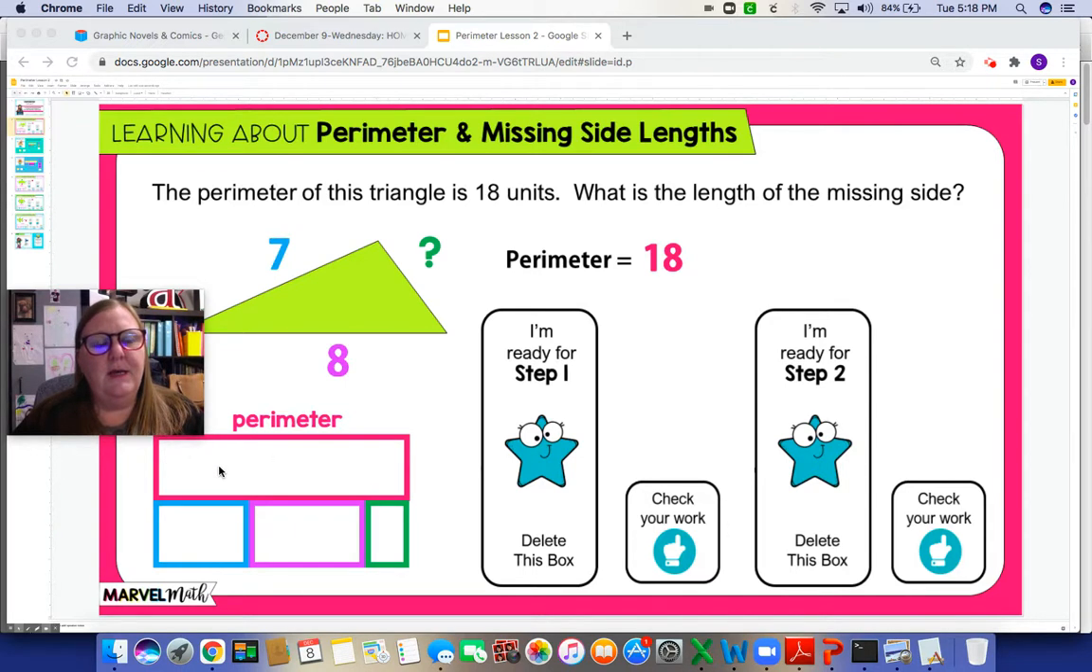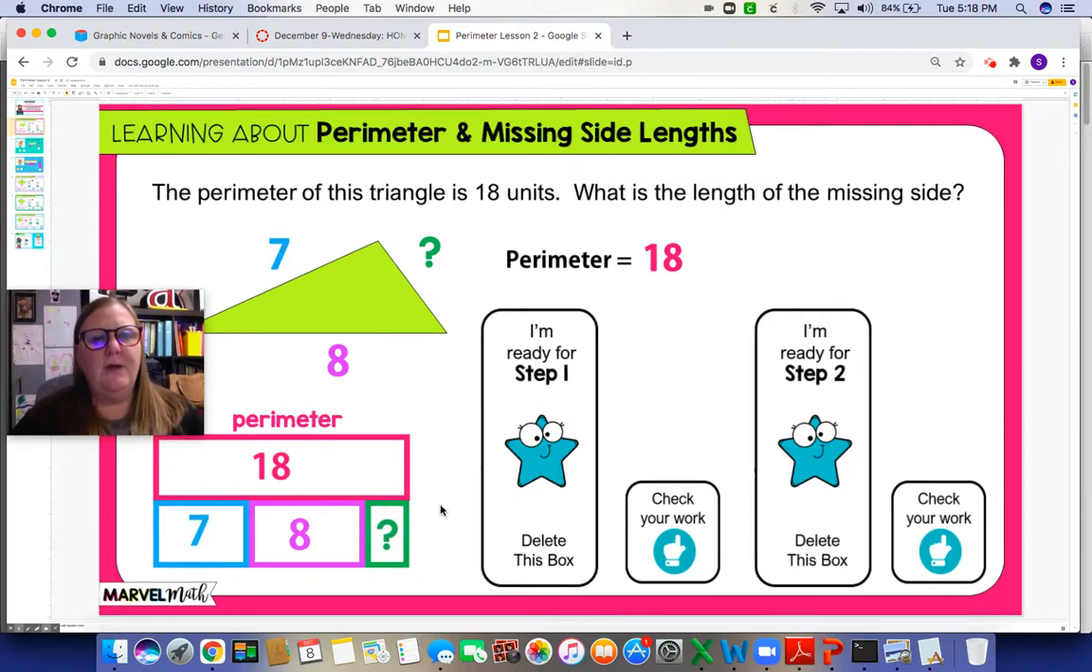It is also called a part-whole diagram. So it takes those three parts to equal that whole perimeter. So we're going to plug in some numbers. We know that the perimeter is 18, so I'm just going to take 18 and slide it over here. I'm going to take 7 and click on it and drag it down to the blue box. It matches the number. And this purple 8 is going to go in the purple box. And then obviously we're going to put this question mark in the green box.